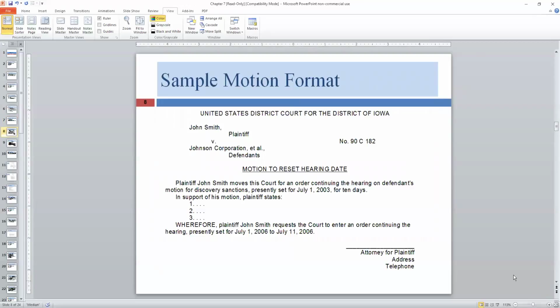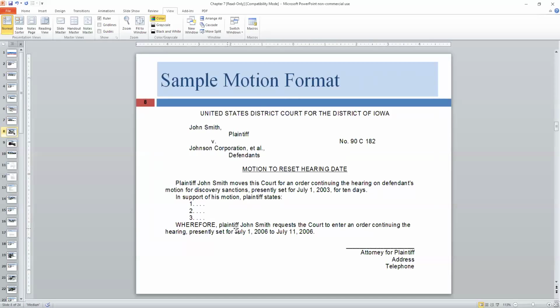Here's an example of a motion. The formatting got a little bit cattywampus when I was putting it in here, but it gives you some idea of what it might look like. Here's the caption. You can see it's a little bit different in this district court, which is in Iowa, but this is an example of the motion that is being filed. Plaintiff John Smith, we can see John Smith's name right here, moves this court for an order continuing the hearing on defendant's motion for discovery sanctions presently set for July 1, 2003 for 10 days. In support of his motion, plaintiff states, and of course they would actually provide 3 arguments here, and they close with a wherefore paragraph, which is a very common way to end a motion or really any document you're filing with the court.